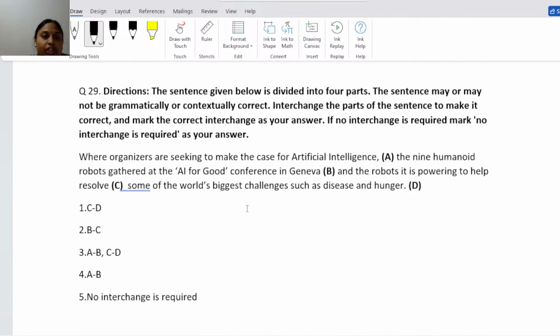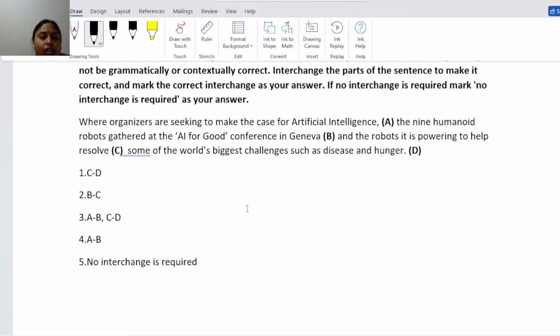So now, we will go for the 29th question, where organizers are seeking to make the case for artificial intelligence in the 9 humanoid robots gathered at the AI for Good conference in Geneva, and the robots it is powering to help resolve some of the world's biggest challenges such as disease and hunger. So here, what we are supposed to change is A to B. A to B means here what we are supposed to take?